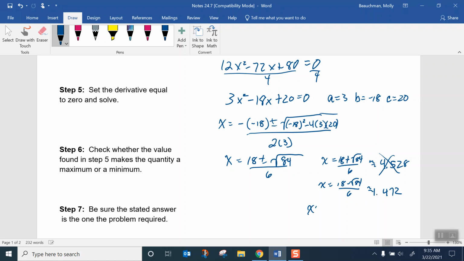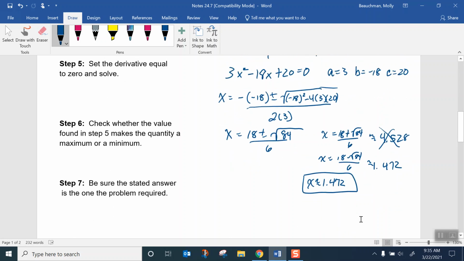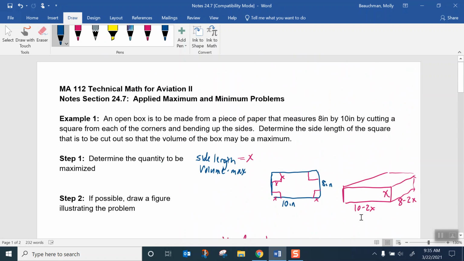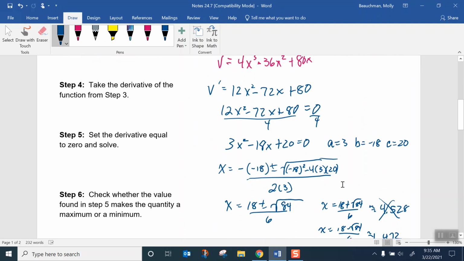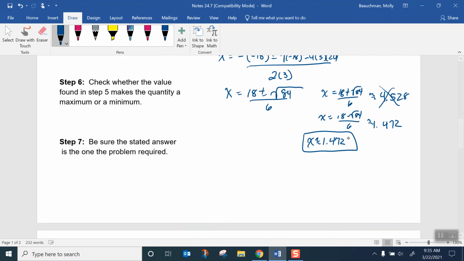So we should cut out a square of approximately 1.472 inches from each side, and then fold the box up, and we'll have maximum volume. So the question was, let's make sure, determine the side length of the square that's to be cut out so the volume of the box may be a maximum. So our answer is about 1.472 inches.